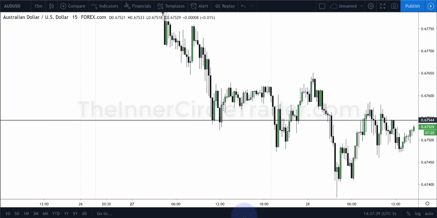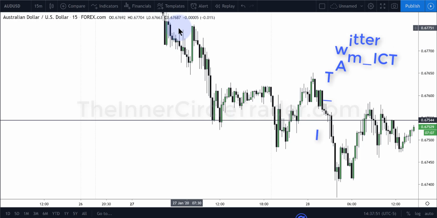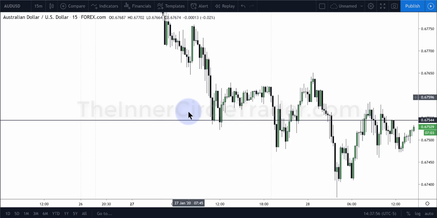And you can see that we have Monday's trading here. I don't have the entire high of Monday. It's not important. I drew everyone's attention, if you look at my Twitter feed, at I_am_ICT. That is where we started our observation. And this is that old daily low, as I outlined on the daily chart.